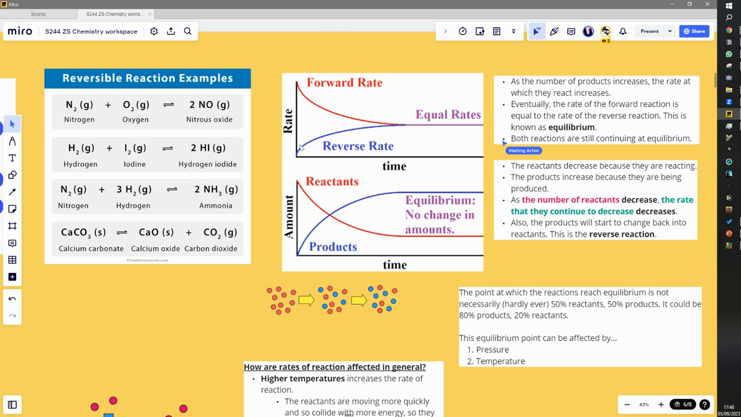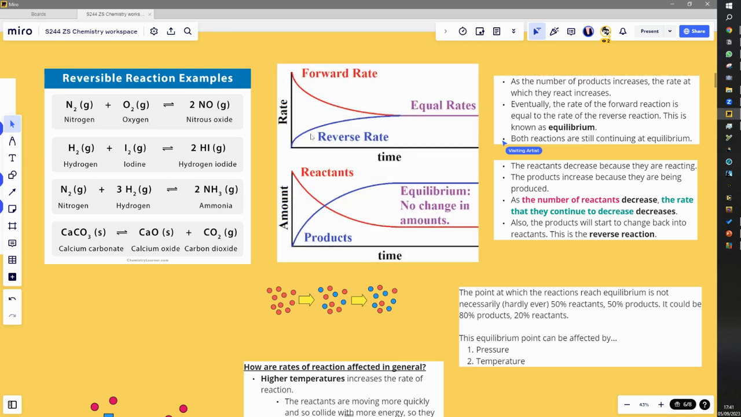But the more of something there is, the greater the rate of the reaction will be because there's more of it to react. So if there's a lot of nitrogen and oxygen, then the rate of reaction will be high because there's a lot of it there to do the reacting. As we lose the amount of nitrogen and oxygen, we're going to lose the rate of reaction at the same time. And then eventually, at some point, the rate at which the nitrogen and oxygen is producing nitrous oxide is equal to the rate at which the nitrous oxide is producing the nitrogen and oxygen.